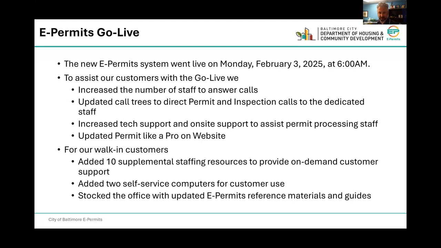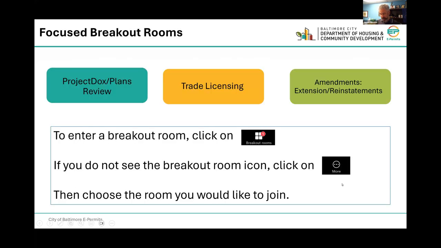We're going to have today 3 different breakout rooms, so you'll be able to go to those breakout rooms. One will cover project docs and plans reviews, for those larger, commercial projects. Another for trade licensing, if you're having issues with getting your trade license or linking your permits with your trade license. And then one for amendments, extensions, and reinstatements. Here are some directions on the screen.